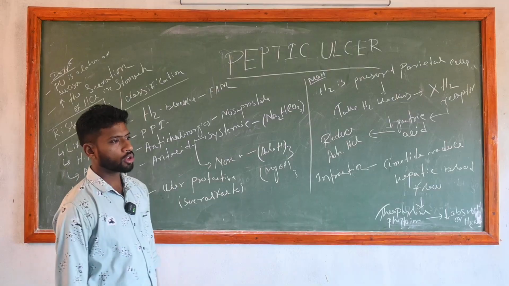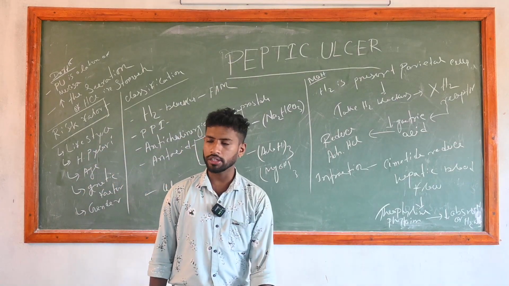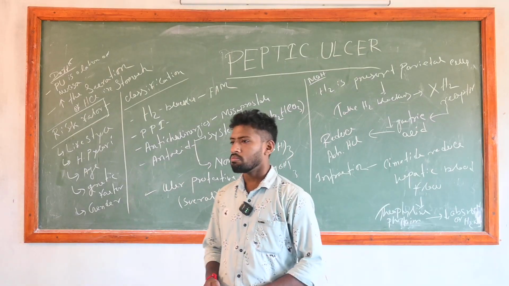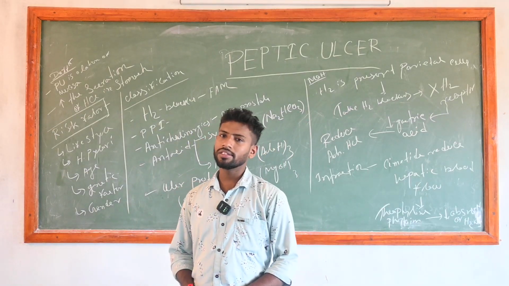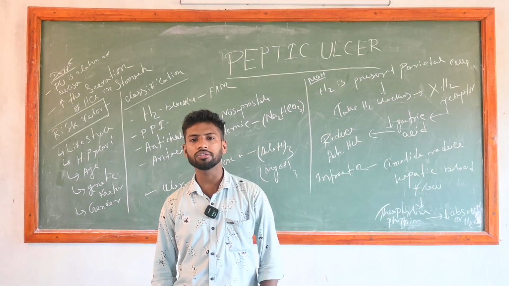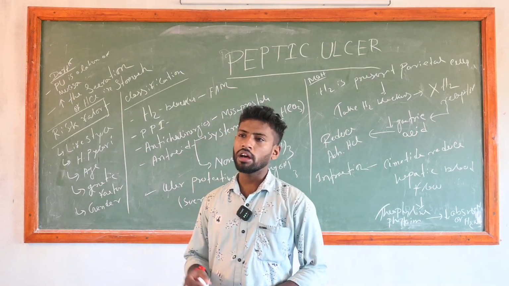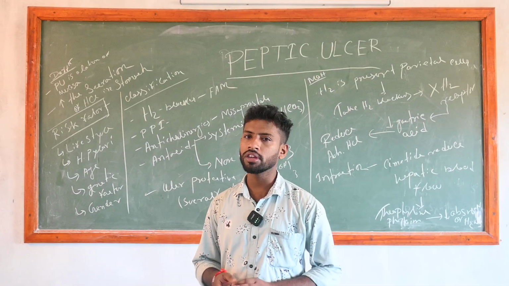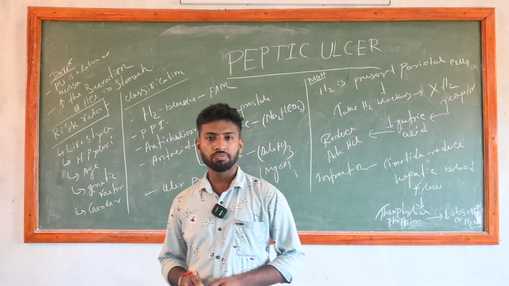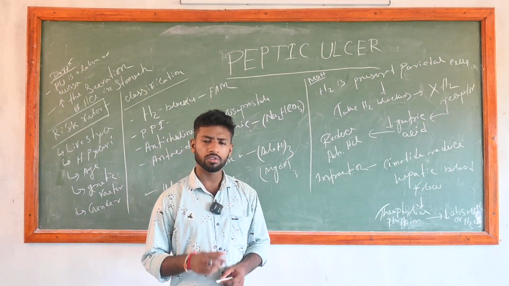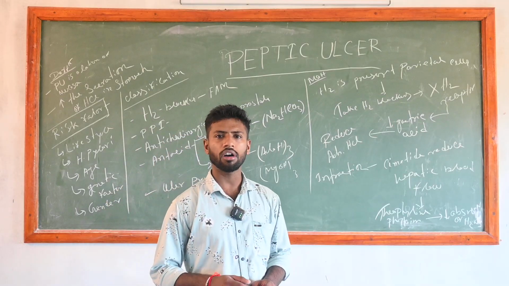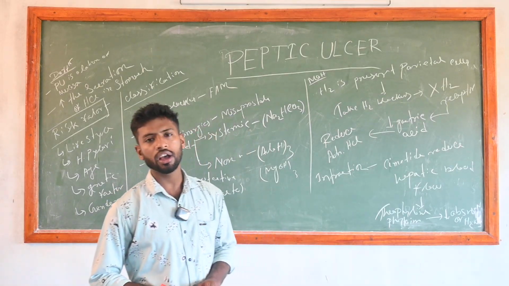Peptic ulcer. So what is peptic ulcer? Peptic ulcer is a lesion of the mucosa with increased HCl acid secretion. When acid secretion increases in our stomach, the gastric acid secretion is increased. That is the main feature of peptic ulcer.